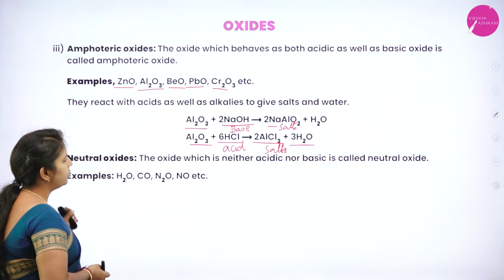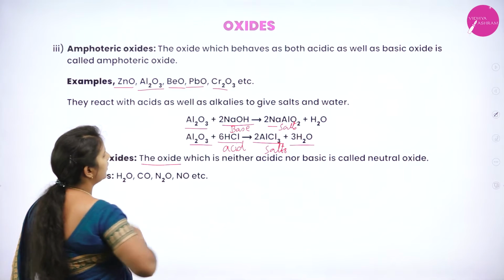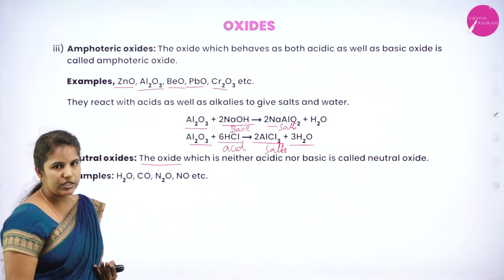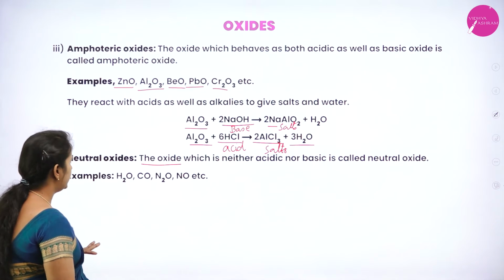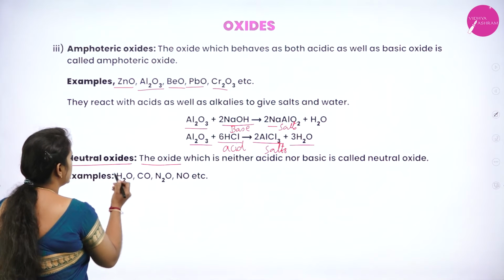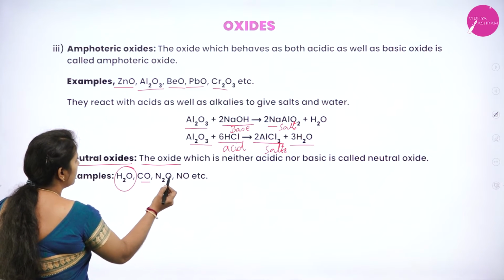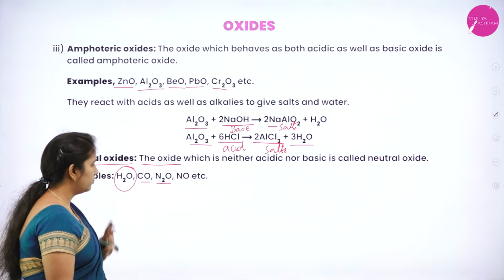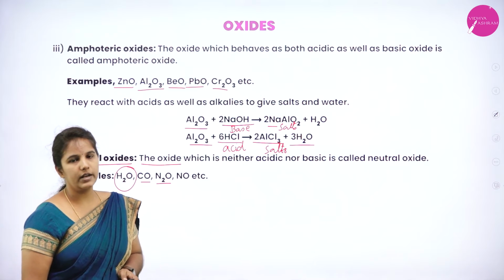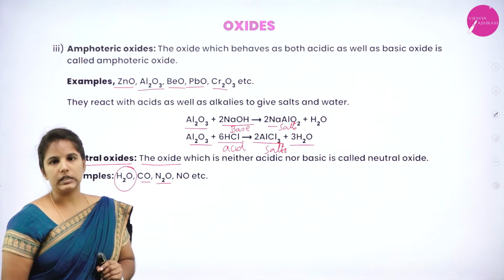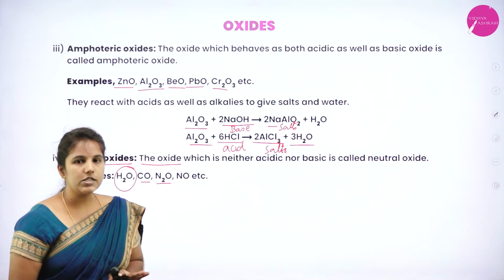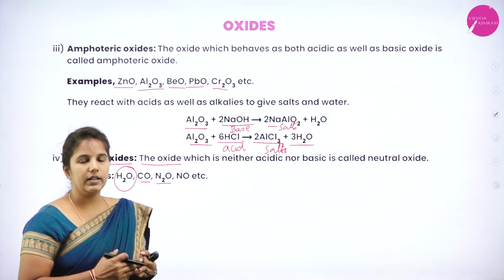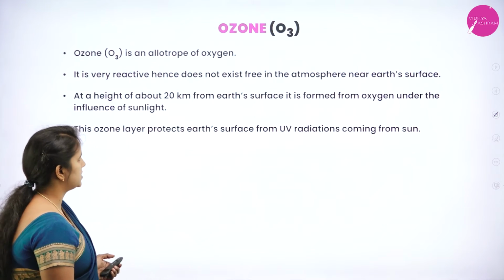And coming to the neutral oxides, these are oxides that are neither acidic nor basic in nature. Hence, they are known as neutral oxides. Examples are water, carbon monoxide, N2O and nitric oxide, that is NO, etc. These are all the oxides of oxygen, the classification which I have discussed.